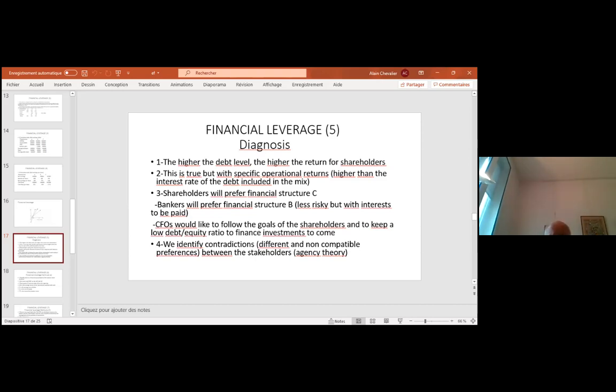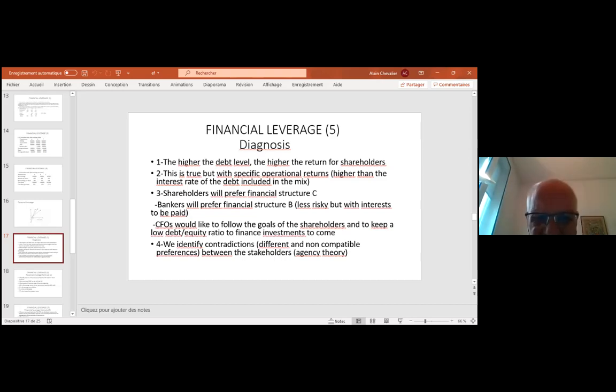What about the CFO's position? CFOs first have to present their results, performance, to the shareholders and to the annual meetings, so this is probably the first goal. But they also have to keep a low debt equity ratio to finance the investment to come. This is what we know, that's what we have heard of. They keep some kind of debt capacity available if they want to grow, making acquisitions, being able to seize a new technology.